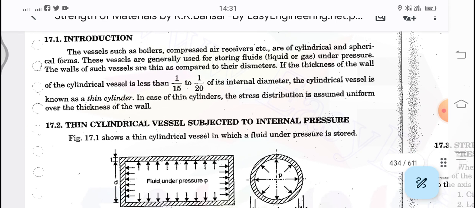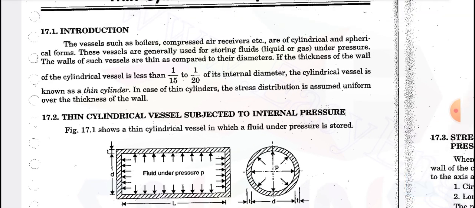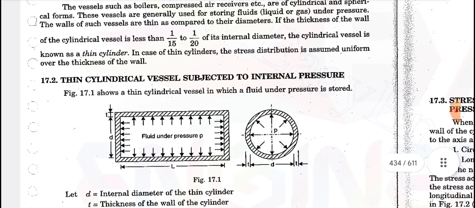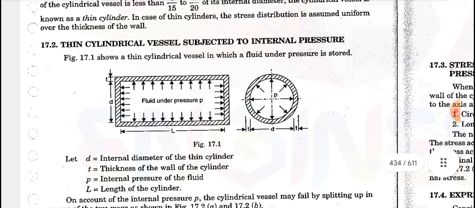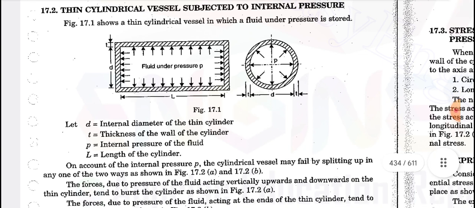In the thin cylinder, the stress distribution is assumed uniform over the thickness of the wall. That is one of the assumptions you have to make. So this is the thin cylinder vessel subjected to internal pressure. D is the internal diameter of the thin cylinder, T is the thickness of the cylinder wall, and P represents the internal pressure.